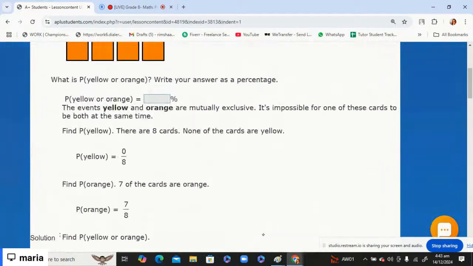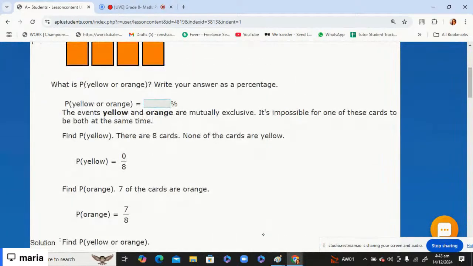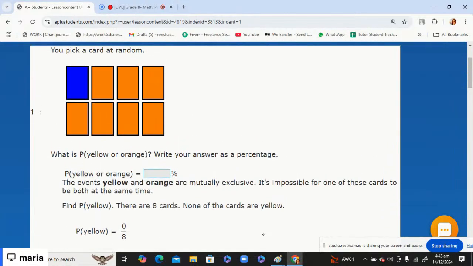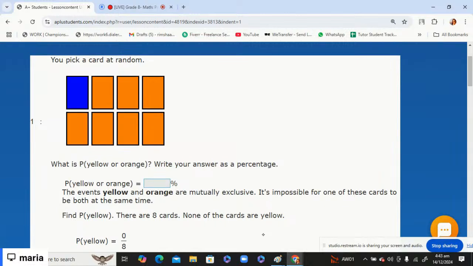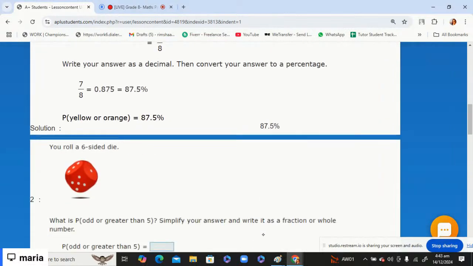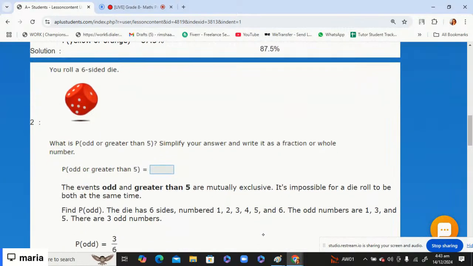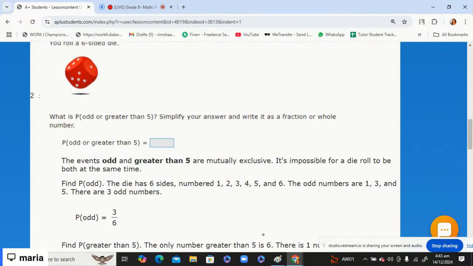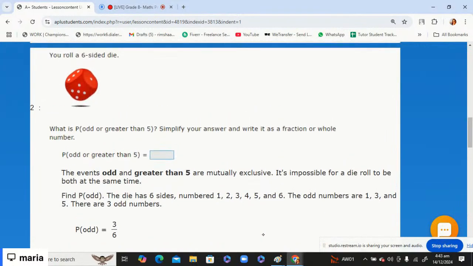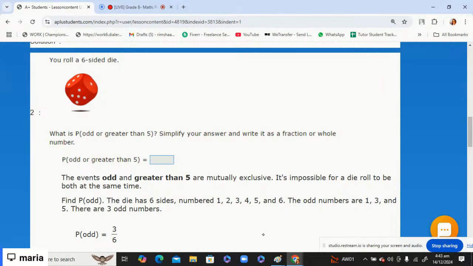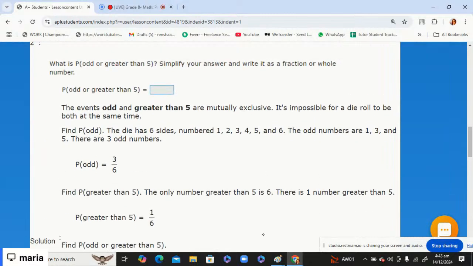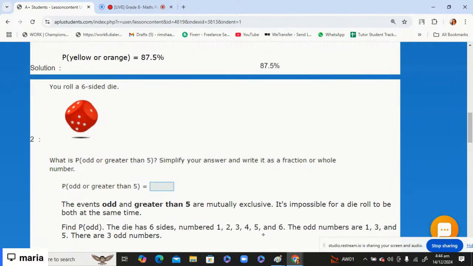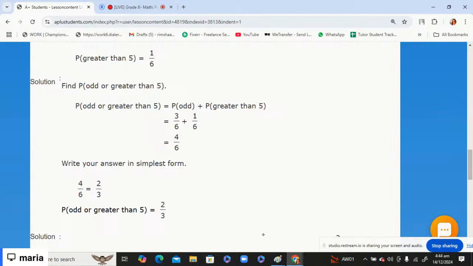This is the same thing, yellow or orange. First of all, you check the probability of yellow. There is no yellow. What is the probability of orange? This is 1, 2, 3, up to 7 out of 8. Then just add up. You rolled a 6-sided die. Here is the die. It's odd or greater than 5. How many odd in it? It's 1, 3, 5. 3 numbers are odd. And how many in total? It's 6. So 3 by 6. Then greater than 5, there is only one digit, so 1 by 6. 1 by 6 plus 3 by 6, just adding up.